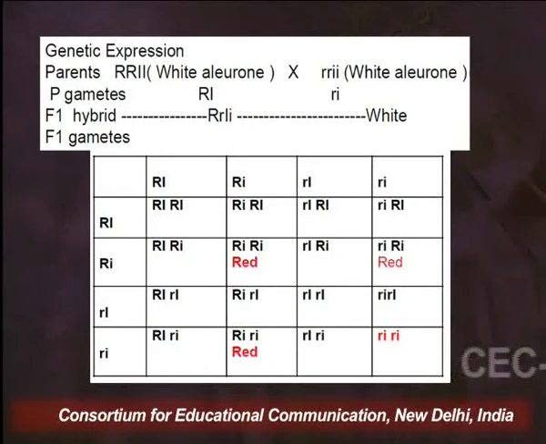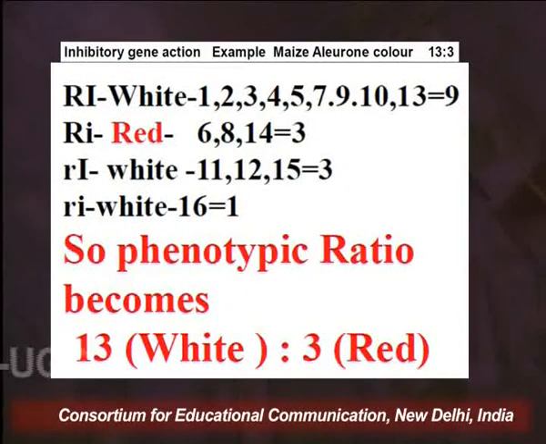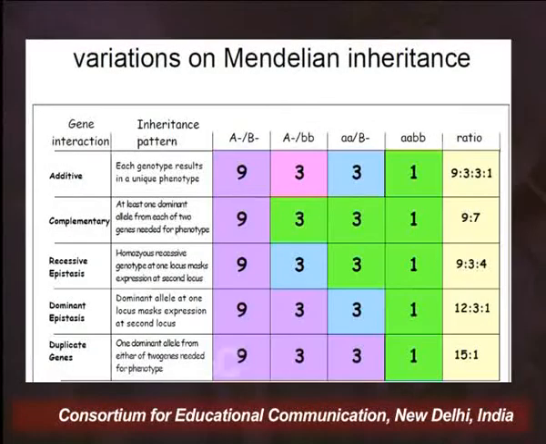So that means if we are going to summarize, we would find that 9 plus the third 3 plus the fourth 1 taken together, that means 9, 3 and 1, 13 would be white, and 3 in the third case would be the phenotype of the colored ones.